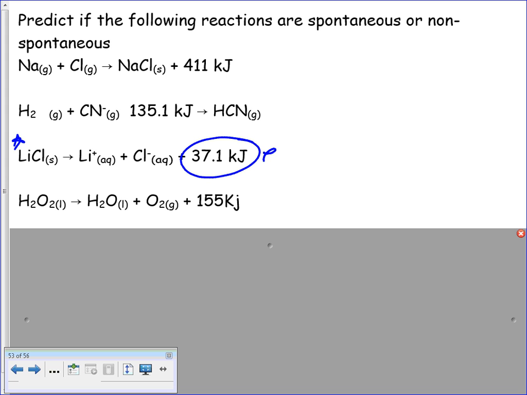Right, so you see it's exothermic, so delta H is negative, and because we want it to be exothermic. Okay, so that's one win. It's going from a solid to aqueous, right? So what's happening to delta S?